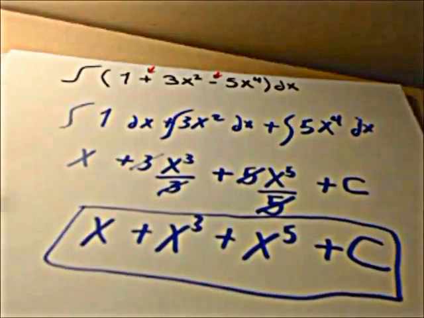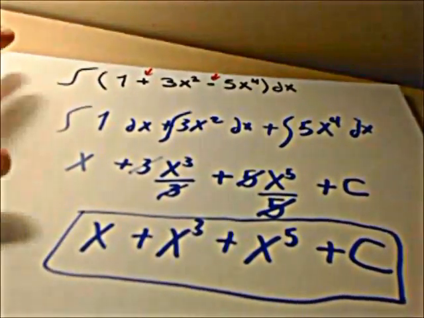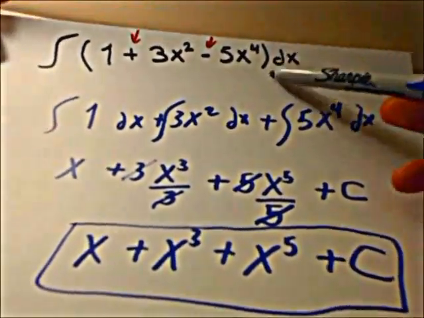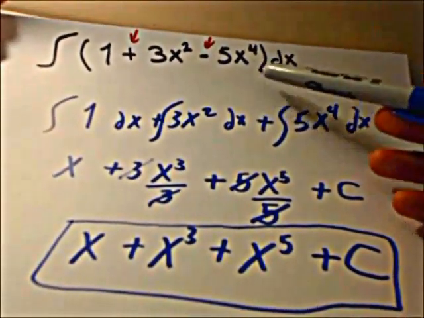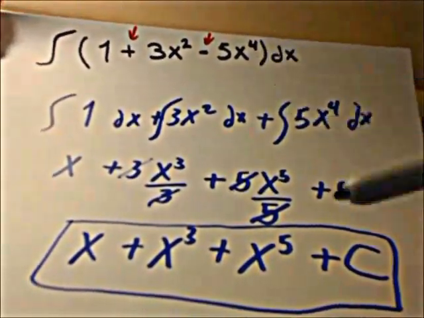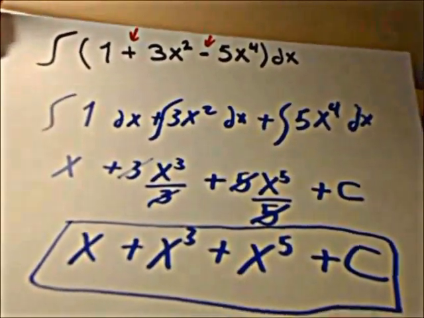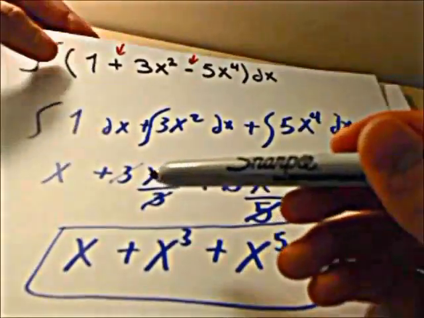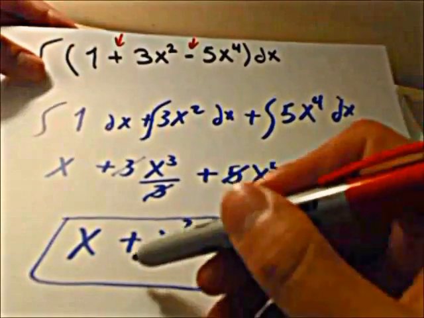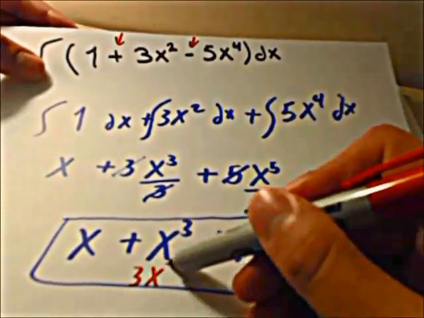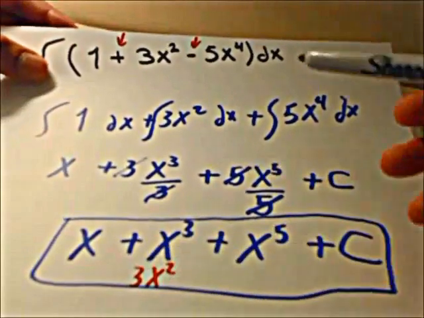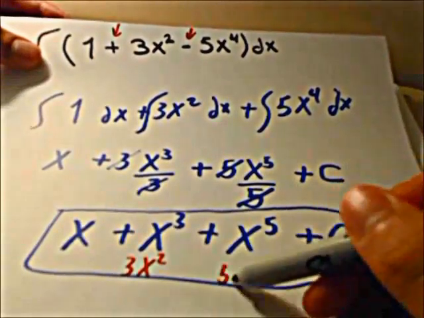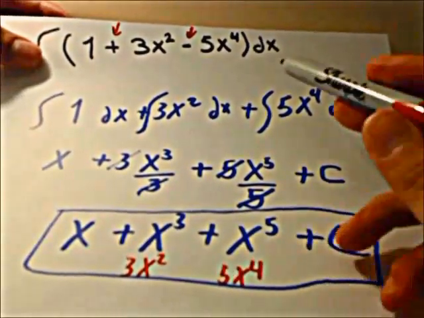If you want to make sure you've got the correct answer, simply take the derivative of your final answer, and if you get the original question, then your answer is correct. The derivative of x is 1, so that's correct. For x to the power 3, we take the power, multiply, and subtract 1 from the power: 3x squared, which is what we've got in the original. Same thing for x to the power 5: 5x to the power 4, and that's what we've got.